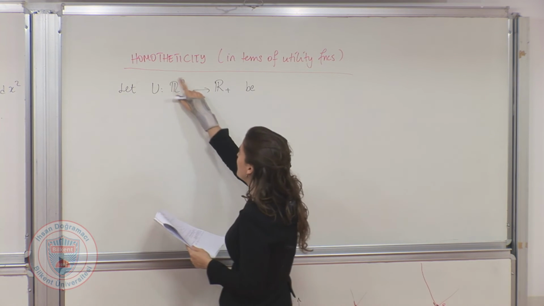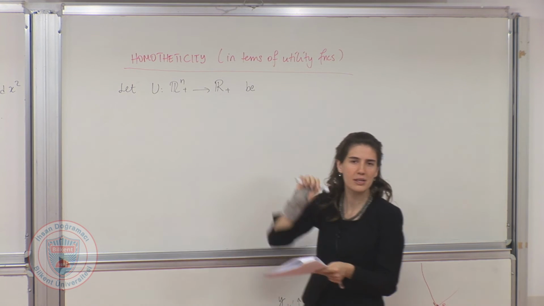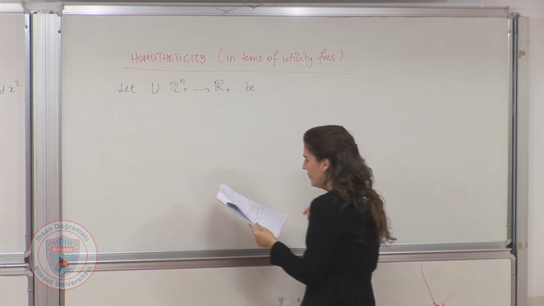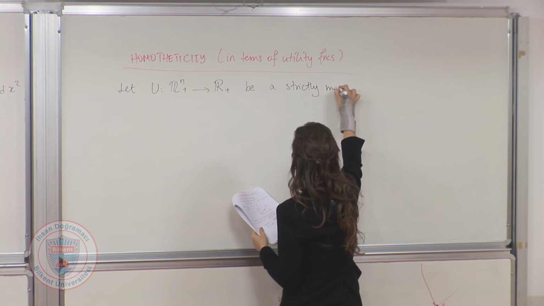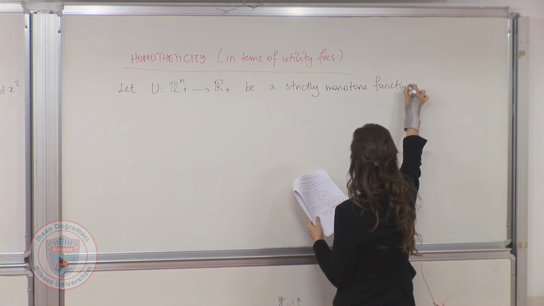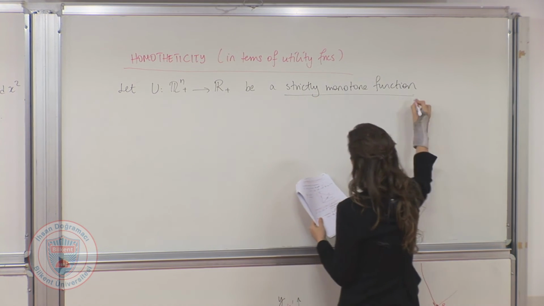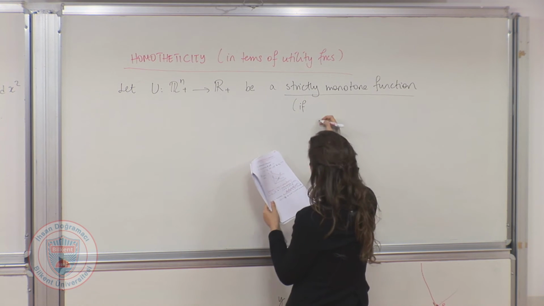Suppose it's from Rn plus, because we might have n goods, right? And they're going to be assigned some number, some utility. Let U be a strictly monotone function. You might also want to know what strictly monotone, monotonic function means.